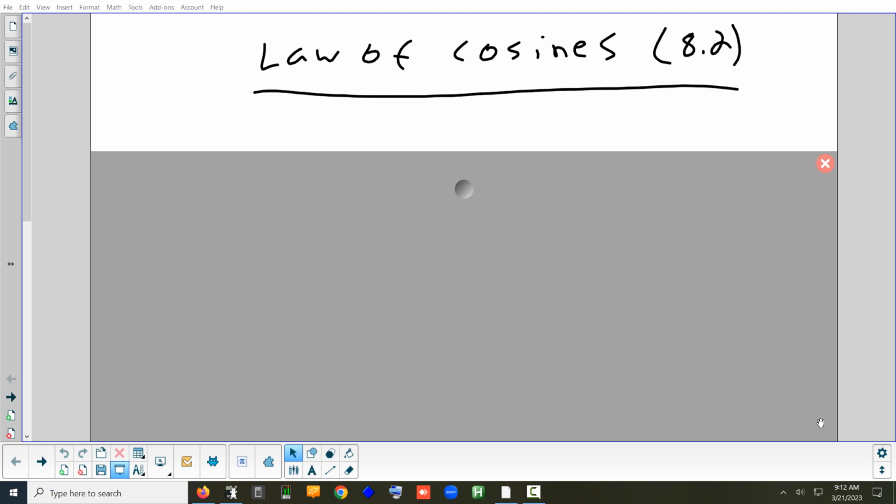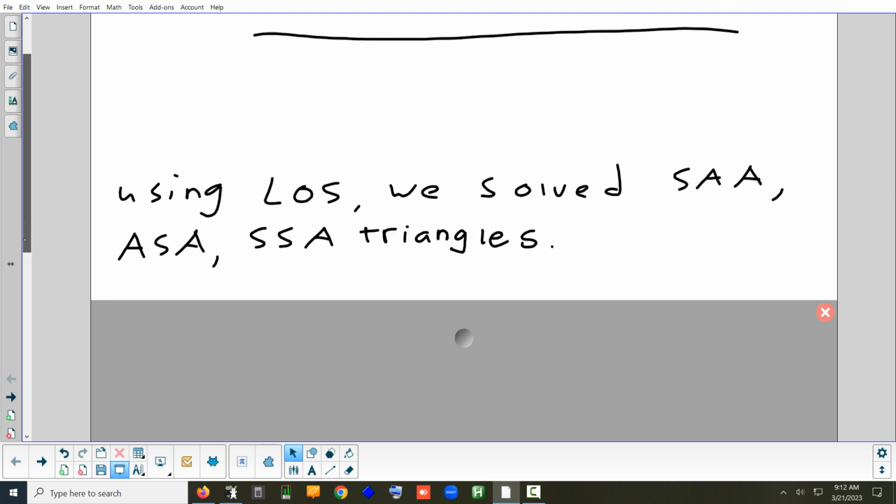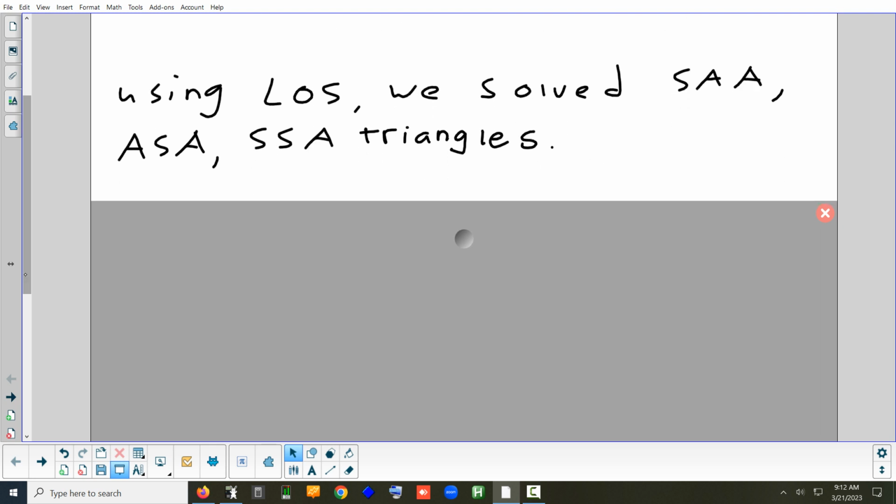Right, so we're going to look at section 8.2, which is law of cosines. When we studied law of sines, we used it for solving three types of problems: side angle angle, angle side angle, and side side angle. So those three types fall under law of sines. Well, there's two other types, and those fall under law of cosines.